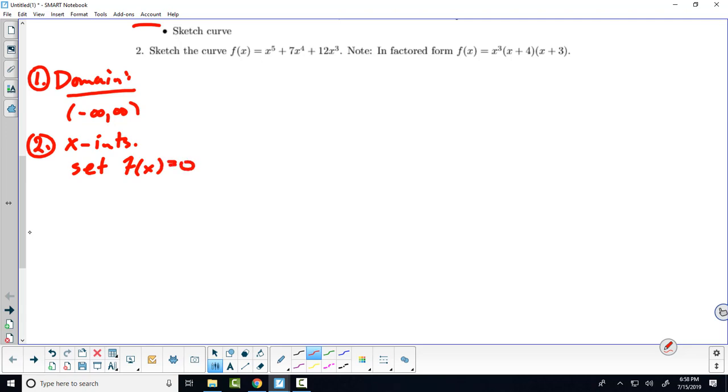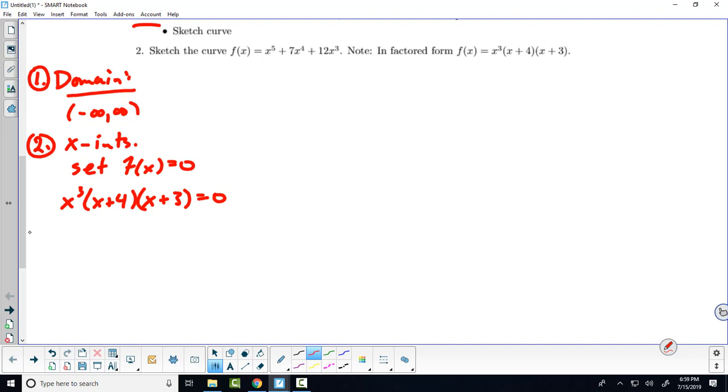Folks, I need you to know that. To find x-intercepts, you set the output of the function to 0. You want the y value to be 0. That guarantees you're on the x-axis. Normally that's a chore, but I gave this to you in factored form, so it's actually no chore at all.